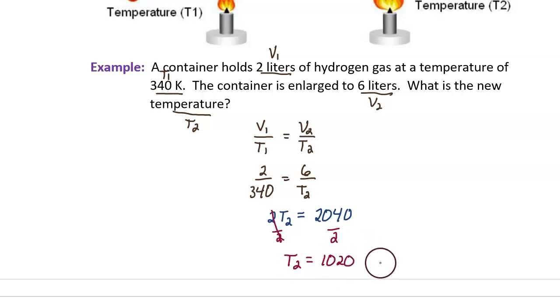We were finding a temperature, and the other temperature was in Kelvin, so we know to label this one Kelvin. Charles' Law only works when the temperatures are in Kelvin. So if you ever have a problem and the temperature is given in Celsius, you're going to have to change to Kelvin using the conversion formula from way earlier in the year.